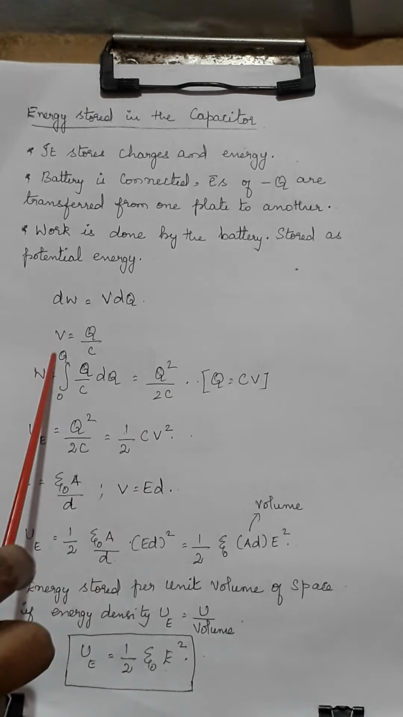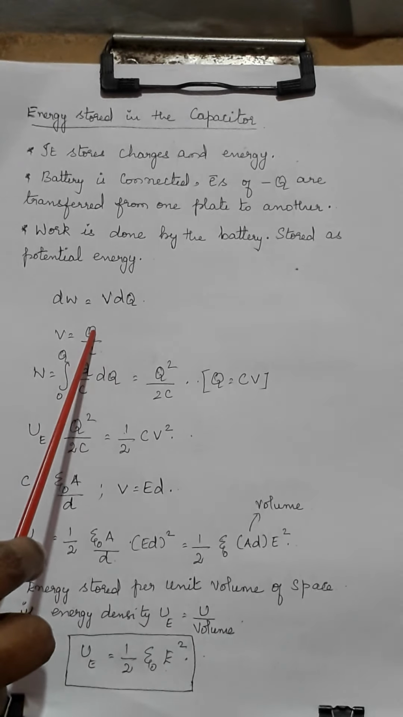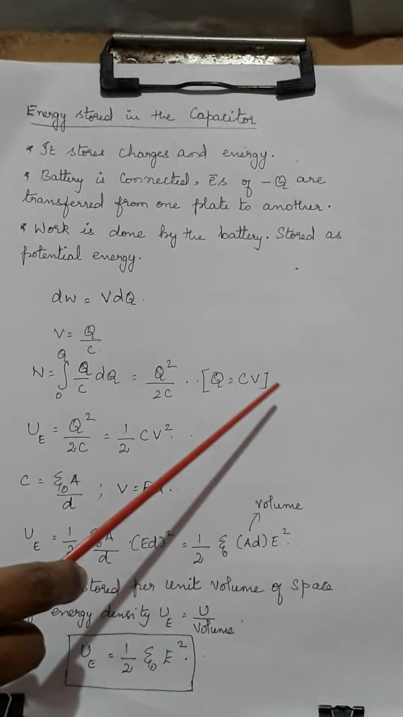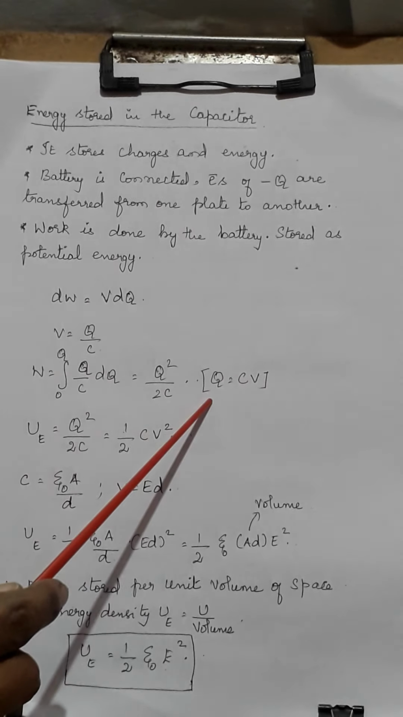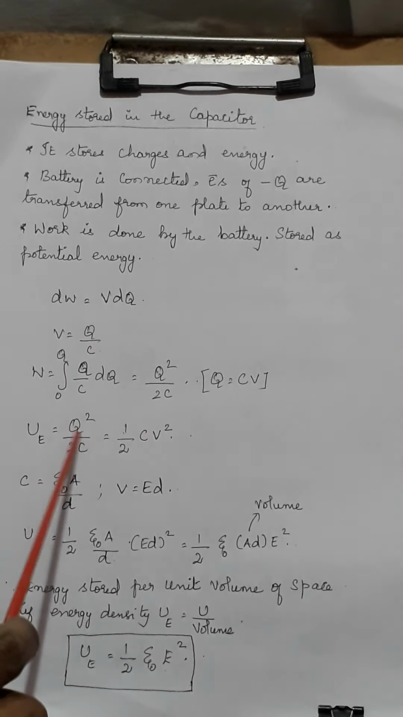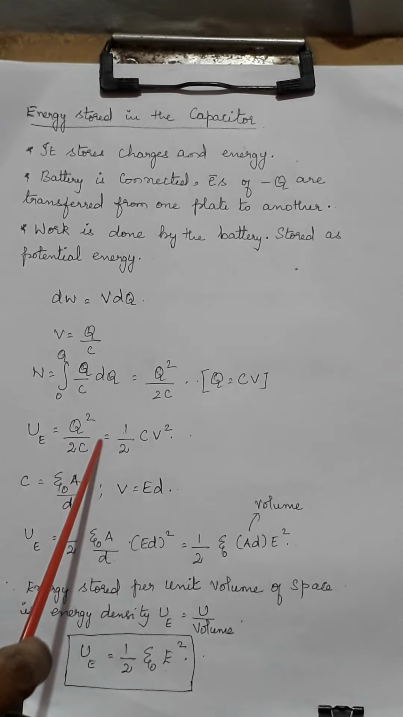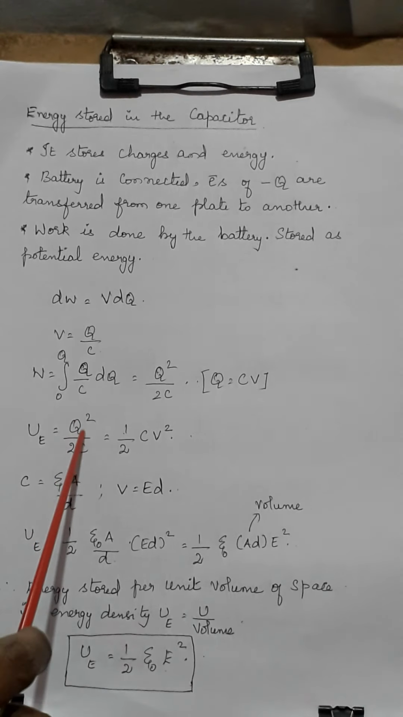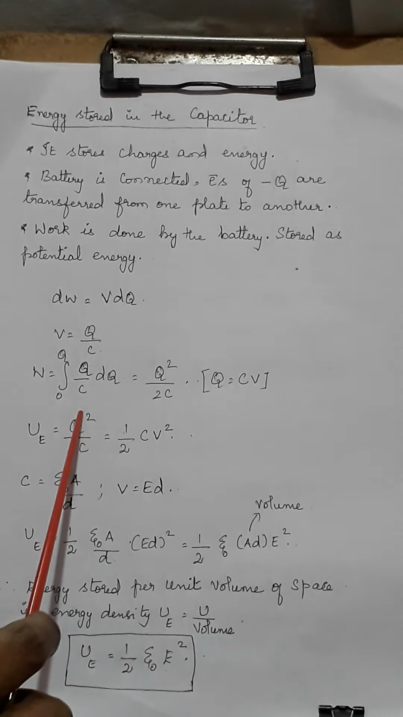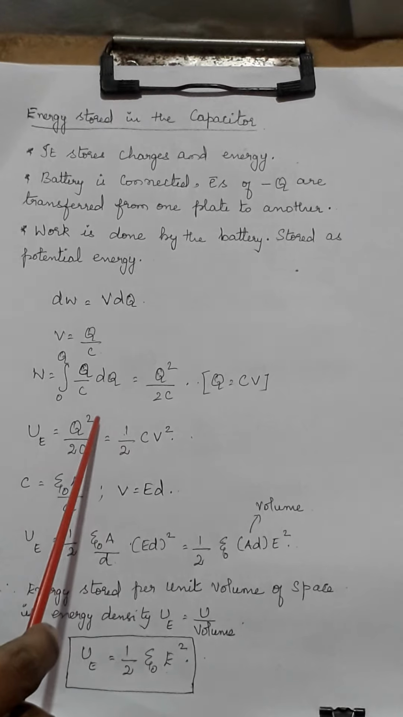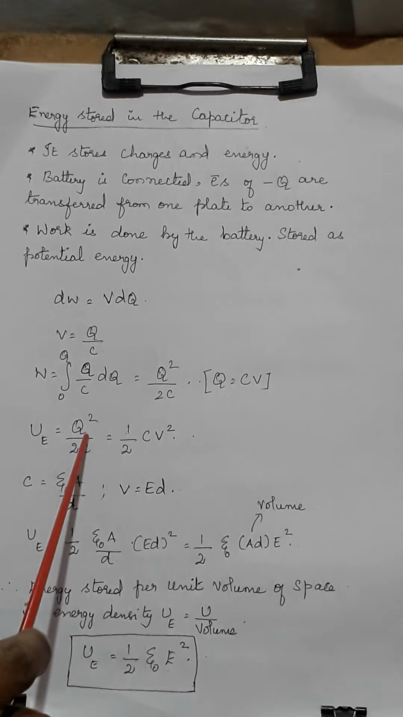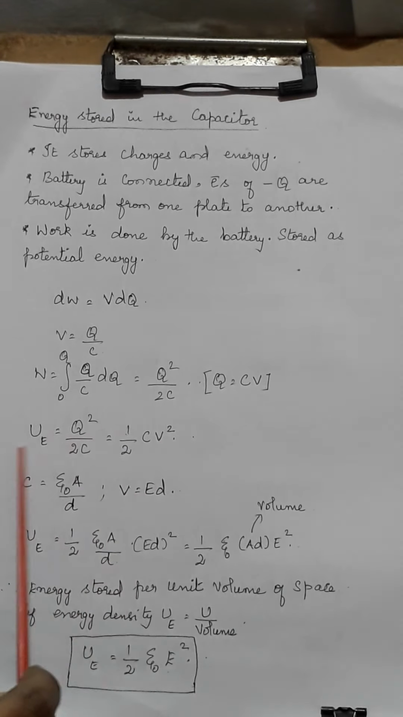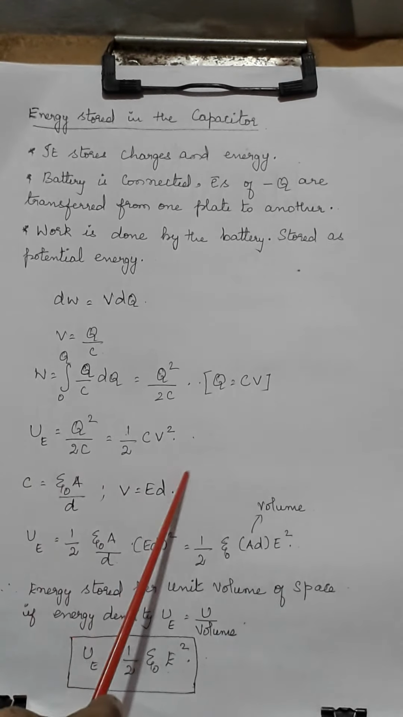From this expression, what will be Q? Q is equal to C into V. So the other form of writing Q square by 2C is, in place of Q, I substitute CV. So it turns into C square V square by 2C, wherein one C gets cancelled, which is there in the denominator. So it turns into half CV square. This is the potential energy stored.